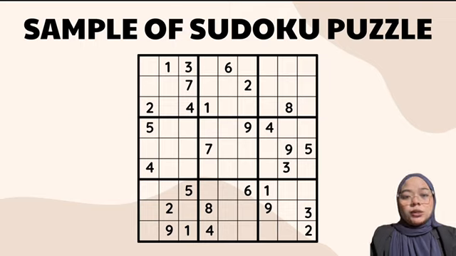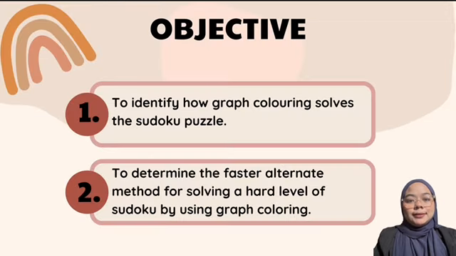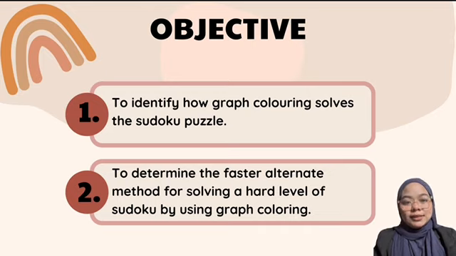I will continue the presentation. So, this is our sample of Sudoku puzzle. We chose the hard level for our solution. Next is the objectives. In this project, we have two objectives. The first objective is to identify how graph coloring solves the Sudoku puzzle. And the second is to determine a faster alternate method for solving the hard level of Sudoku puzzle.